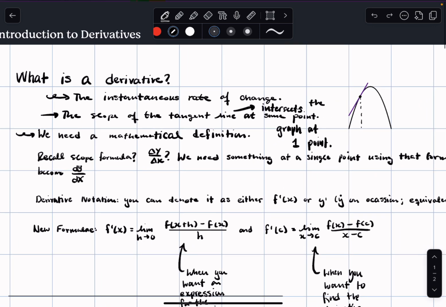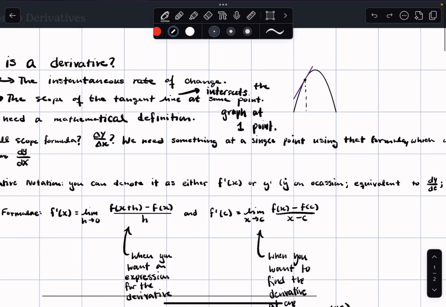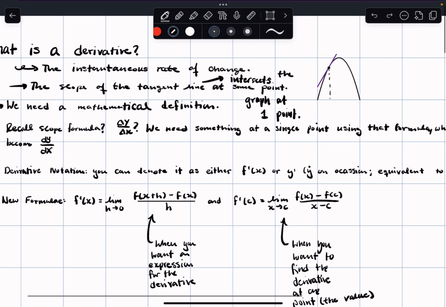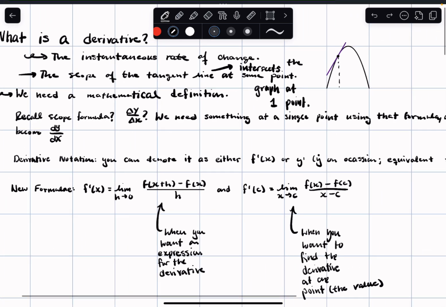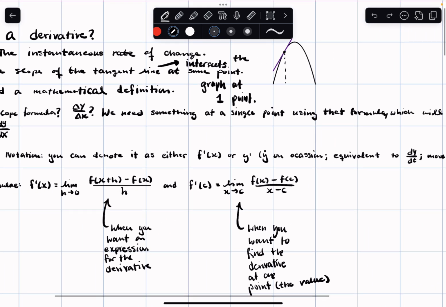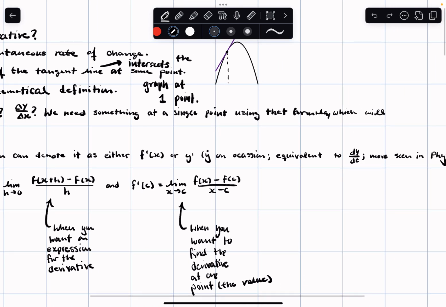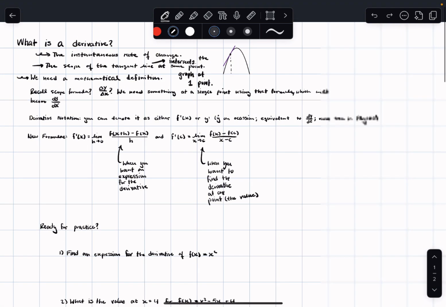So we have, remember this little formula from Algebra 1. We need to use it in order for it to become dy dx, which is an infinitely small change in y over an infinitely small change in x. So in order to use that, we will introduce the notion of derivative notation. So we can denote either an f prime of x or y prime, or y dot on occasion, which is equivalent to dy dt, but it's more seen in physics.